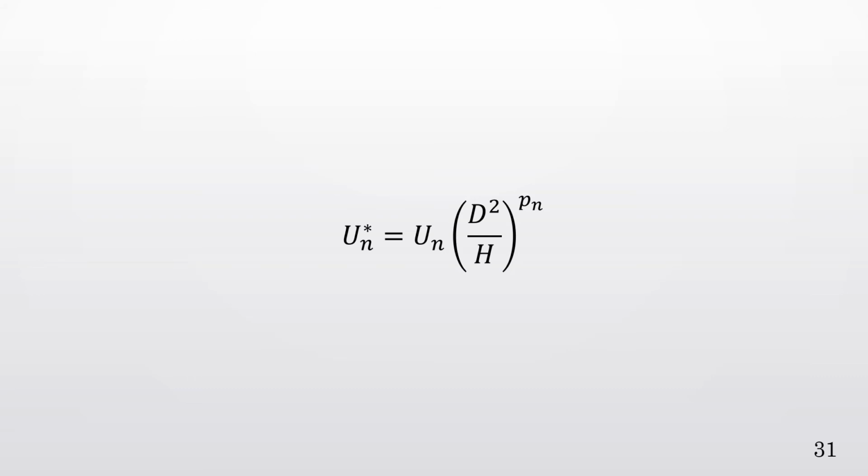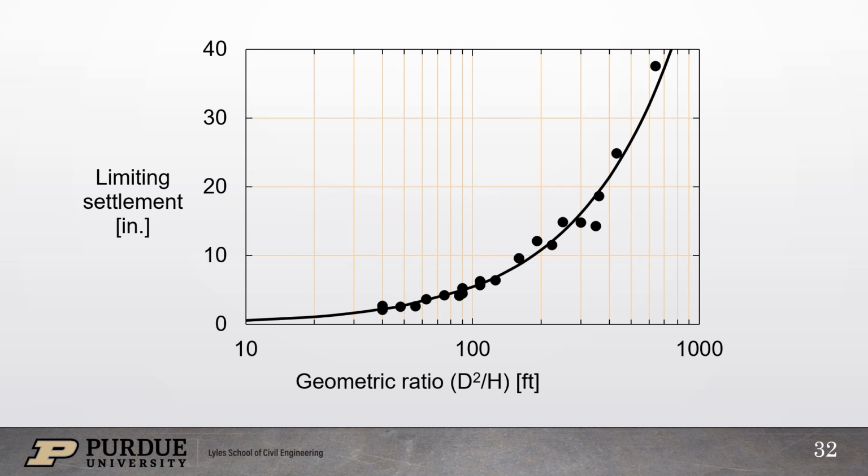We found that the limiting settlement value is a power function of the geometric ratio, which is defined as D square over H. In this graph, on the x-axis we have D square over H, and on the y-axis we have limiting settlement values. Each solid circle represents a limiting value which we got from finite element analysis, and the solid black line represents the best fit curve based on the regression analysis. The R-square value of this curve was also found to be 0.99.